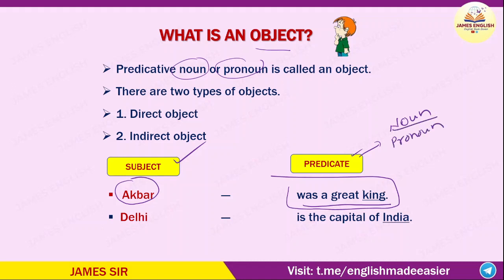Okay. Now, was a great king is a predicate. Is there any noun here? Yes, that is king. So, this is known as the object. Let us continue with the second example.